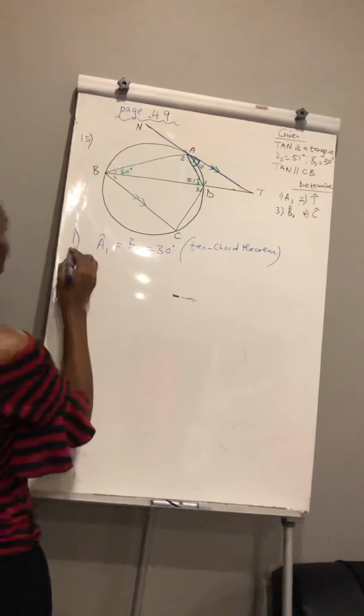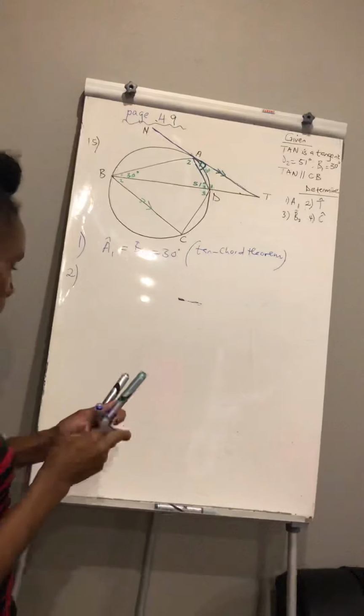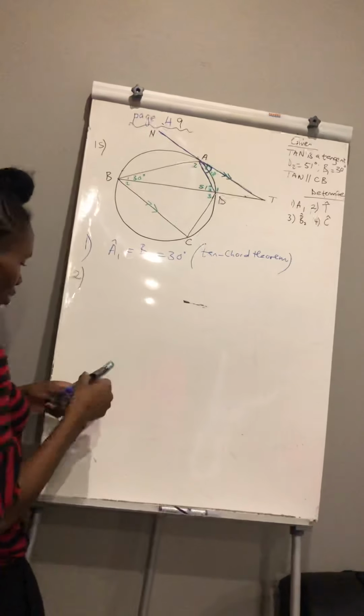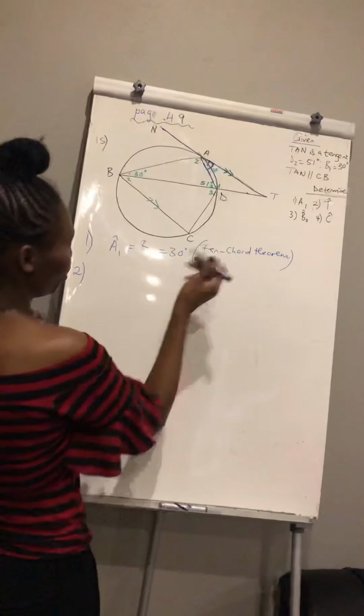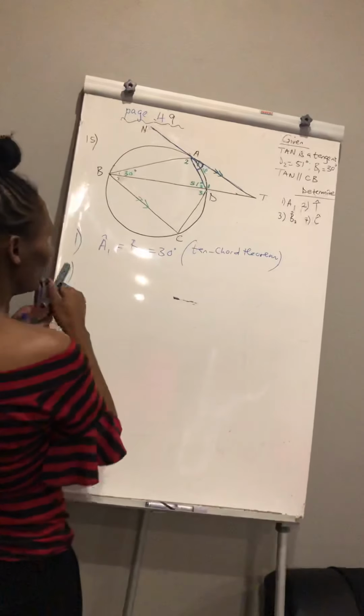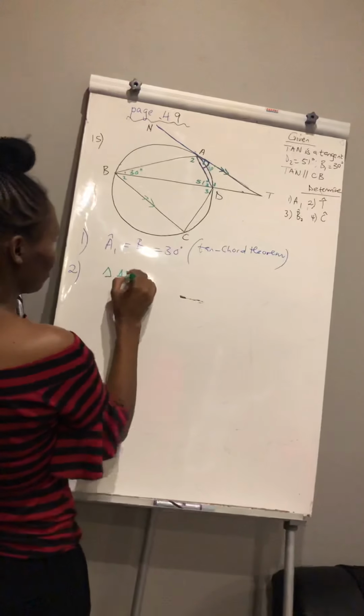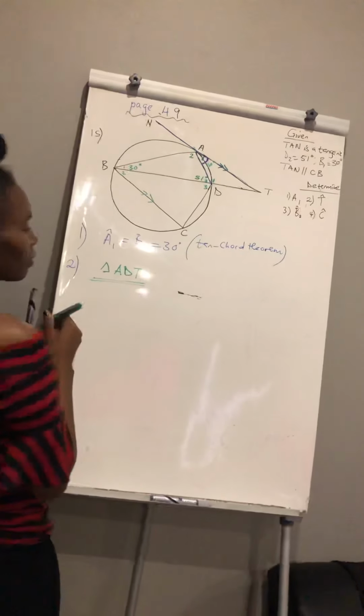Statement, reason, answer at the same time, and then our reason is tan chord theorem. Okay, so let's go to number 2. We want to find T. For this one, I'm sure you did it the same way. I want you to look at triangle ADT.